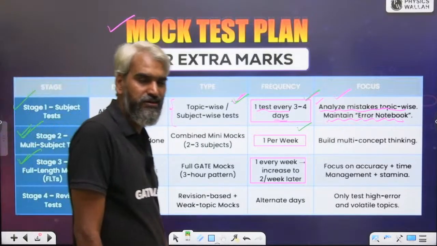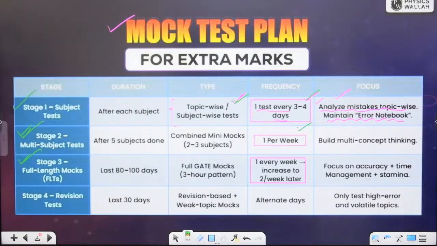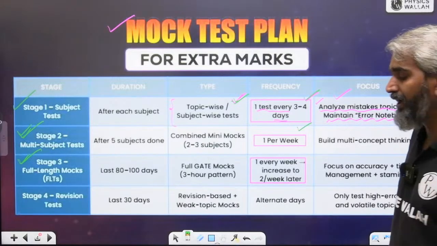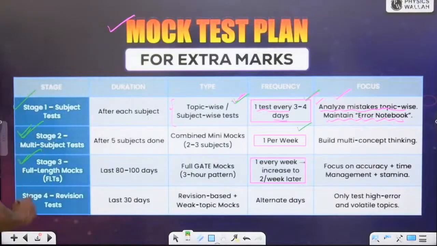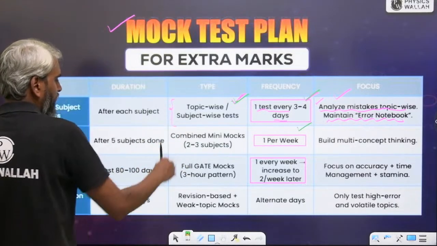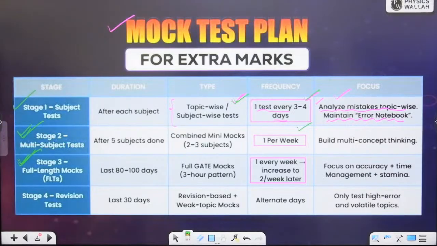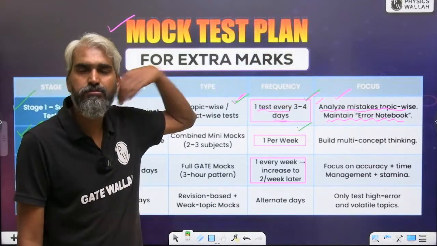phase 3, that is when you will start giving the full length test, and it will happen only when you are done with 80 to 90% of the syllabus. That means you have given combined tests or combined mini mock tests for 2 to 3 subjects for almost all the combinations of subjects.